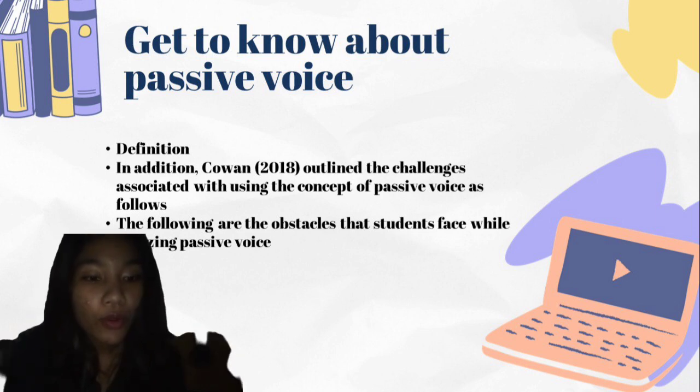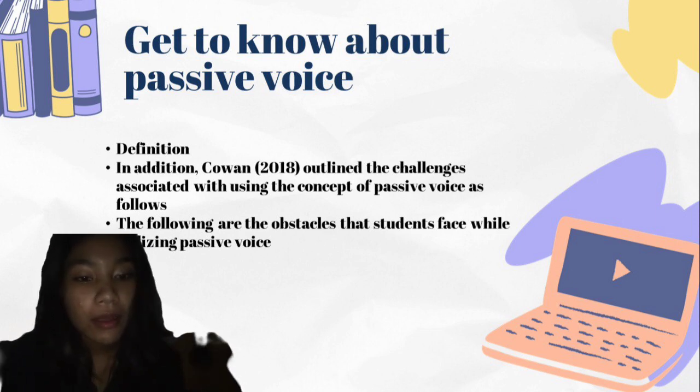And the fourth point is that the complement, which appears in the active voice, may take on the role of the subject when used in the passive voice. And the formula for passive voice is subject plus verb be plus past participle.